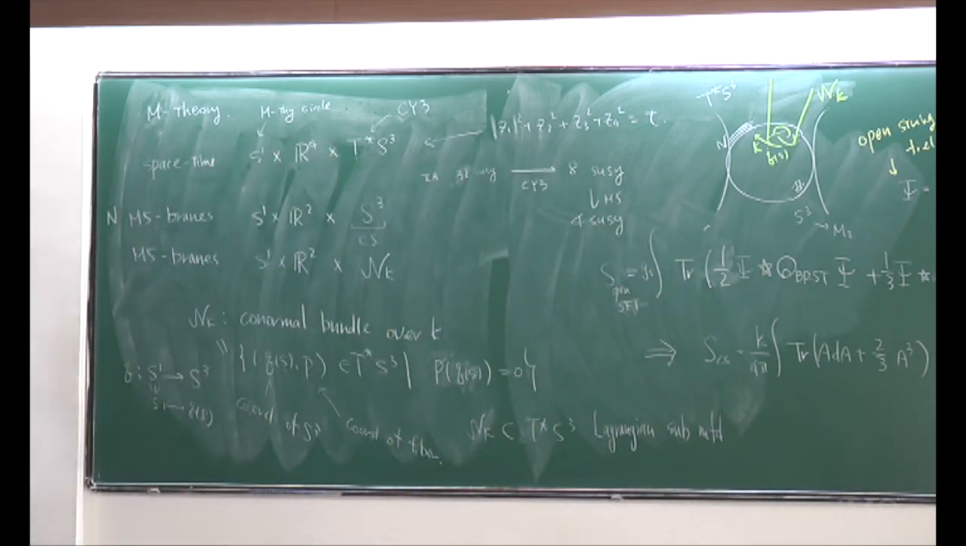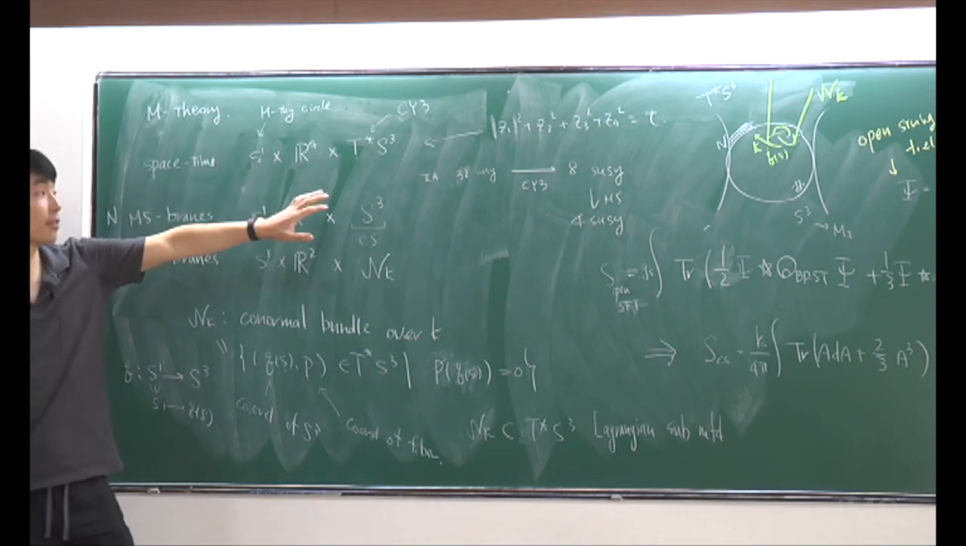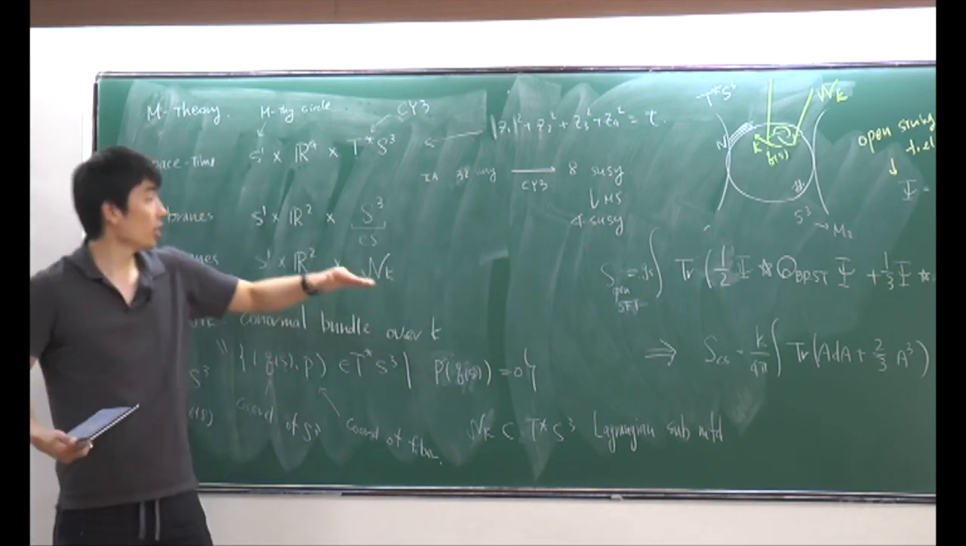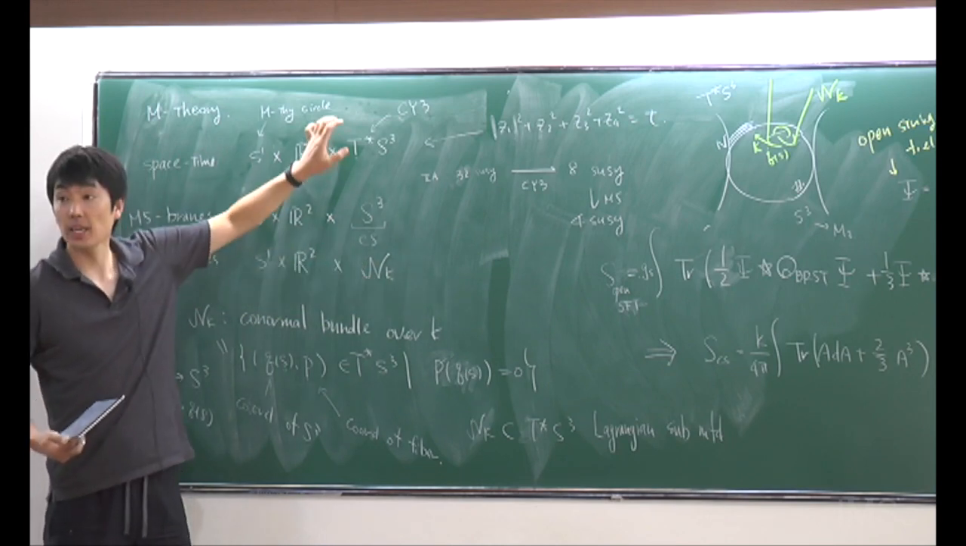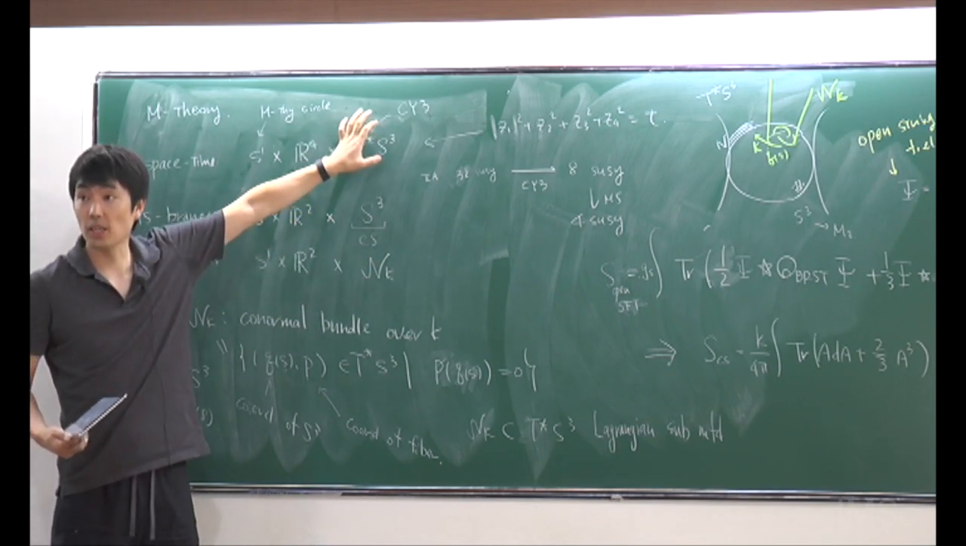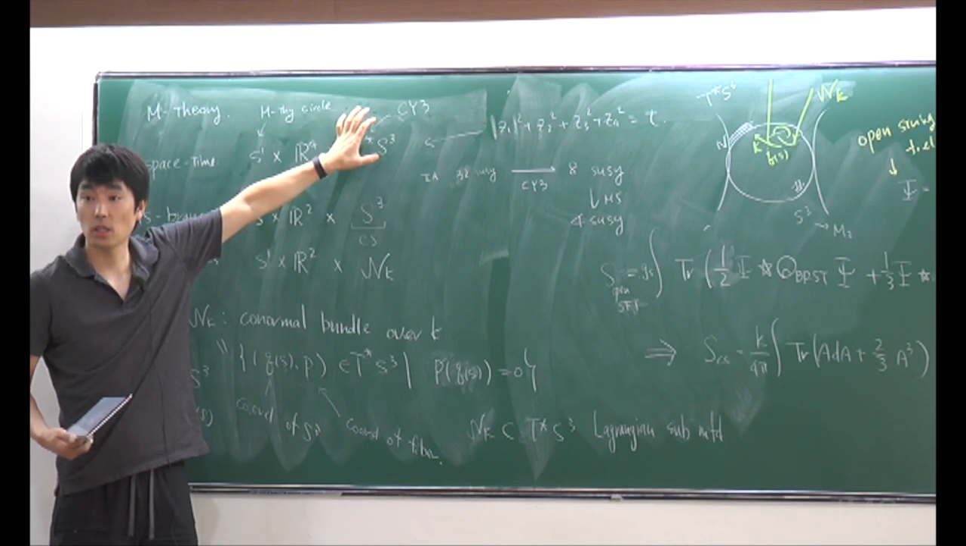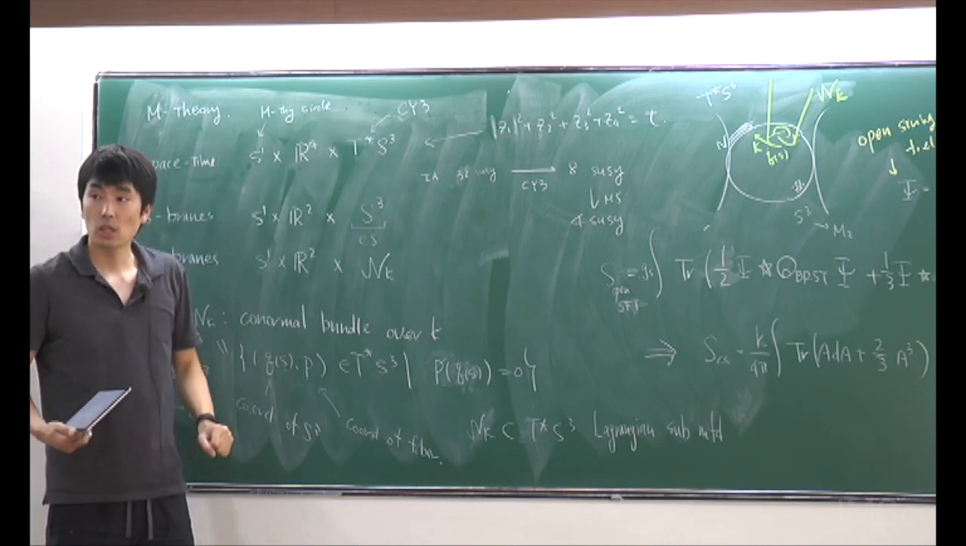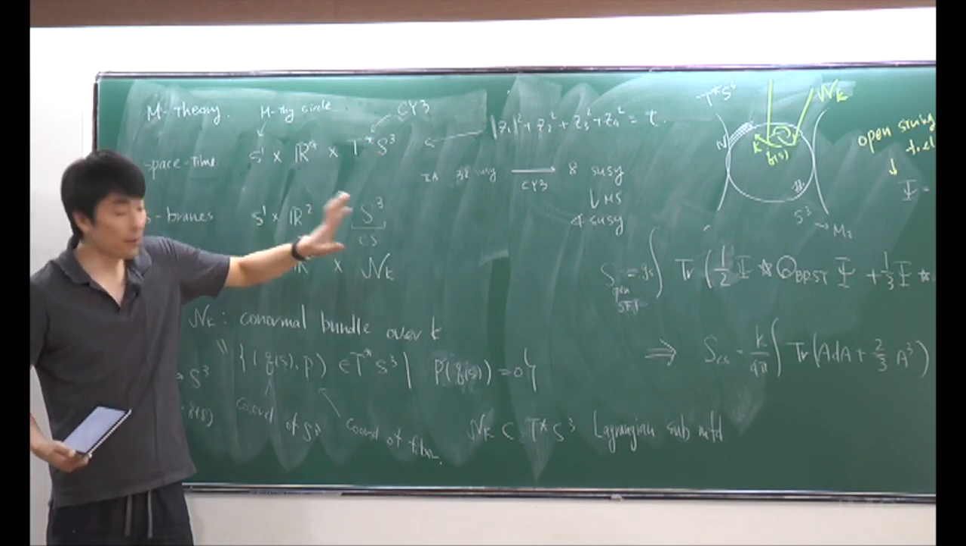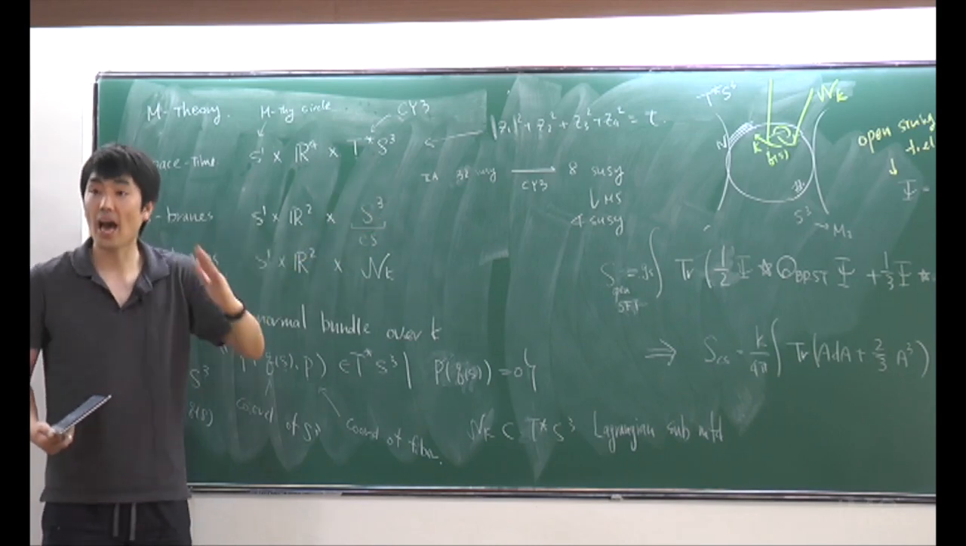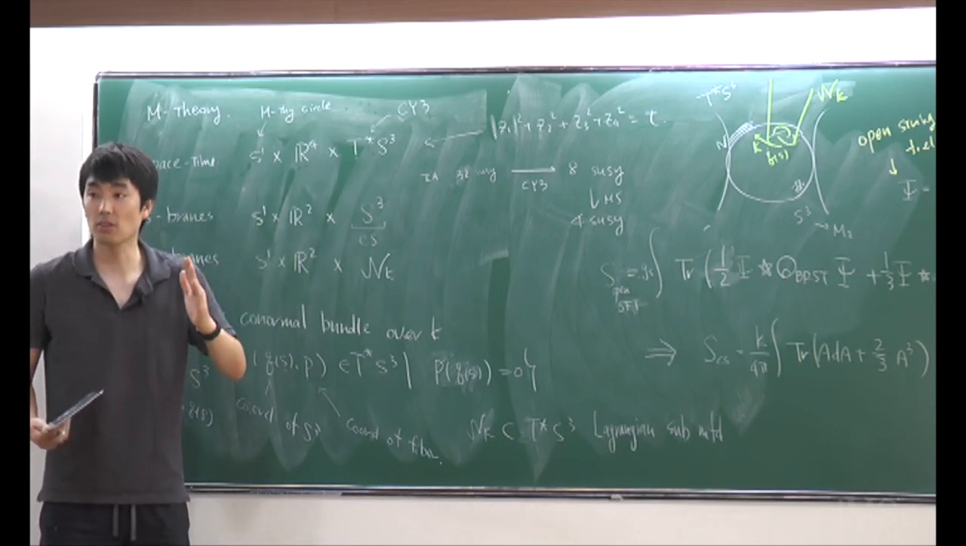Of T star S3. So to preserve half of supersymmetry, you always need to put the Lagrangian submanifold inside of T star S3. Okay. So therefore, if it is a Lagrangian submanifold, you can put any brane.